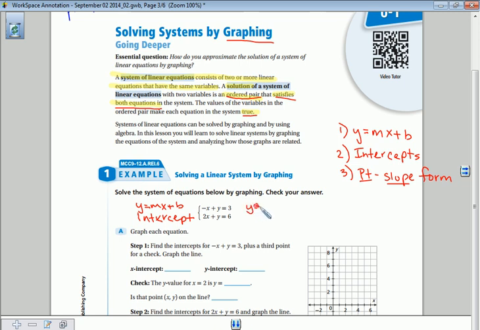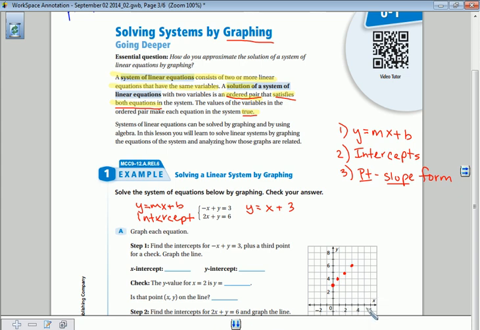And when I add x to both sides, it becomes a positive x plus a 3 on the other side. Any questions about how to do that? All right, so let's plot it. My y-intercept is 3. My slope is positive 1. So up 1 over 1, up 1 over 1, up 1 over 1.